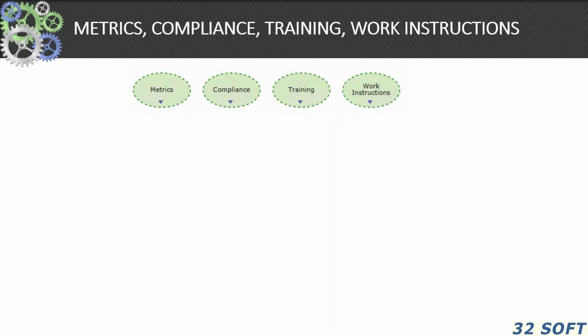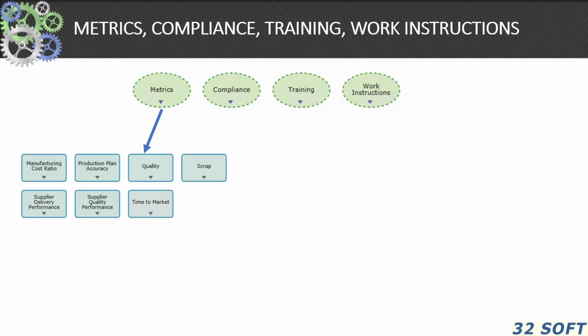In all of the Dynasis process maps, we see four ovals at the bottom of the page for metrics, compliance, training, and work instruction. Metrics can show KPIs for manufacturing, quality, production, scrap, whatever you think is important.